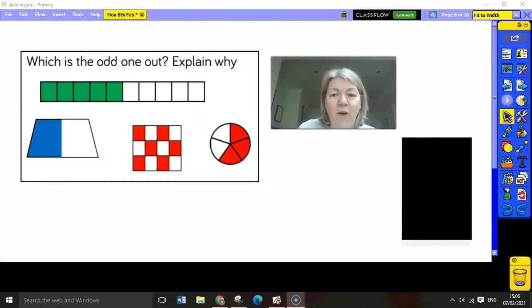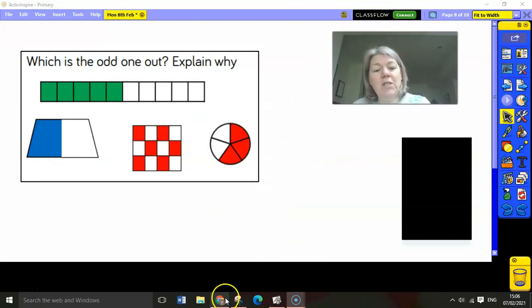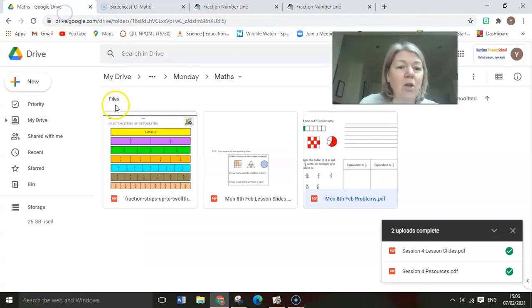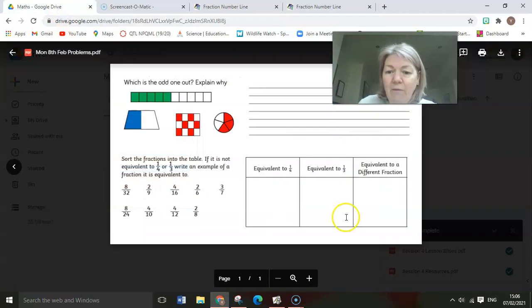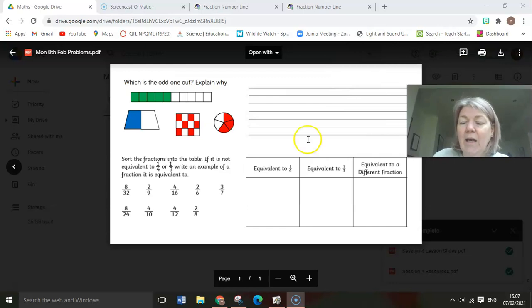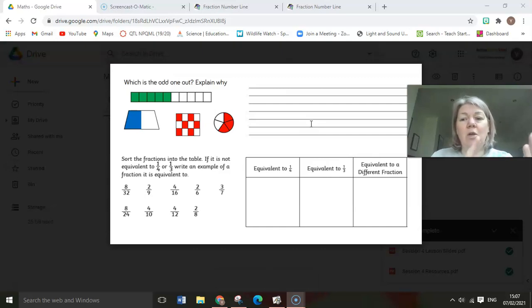Right, well, hopefully you had fun. So there are a couple of questions for you today, and you will find them in the Google Drive. Okay, so you have got 2 problems to answer today, and here they are. You've got an odd one out problem. So one of these images is the odd one out, and you need to tell me why. So you've got some lines here to explain that. Thinking about using your fraction language, so you might want to use the word part, you might want to use the word whole, you might want to use the word shaded, equal. So your explanation needs to have some of that fraction terminology, that fraction language in.